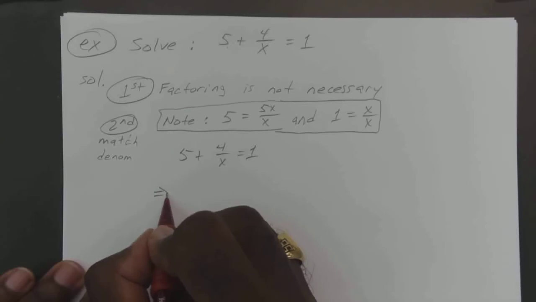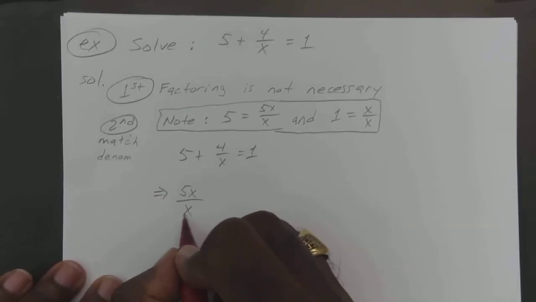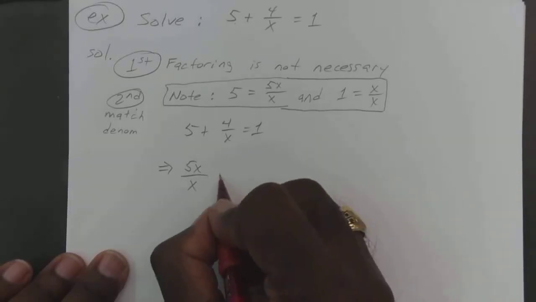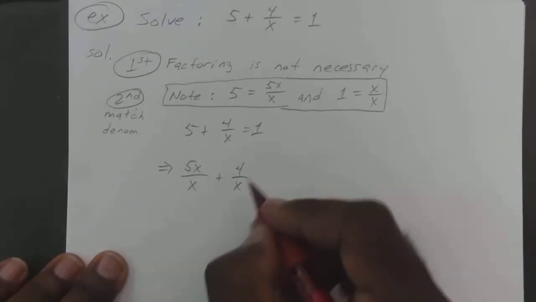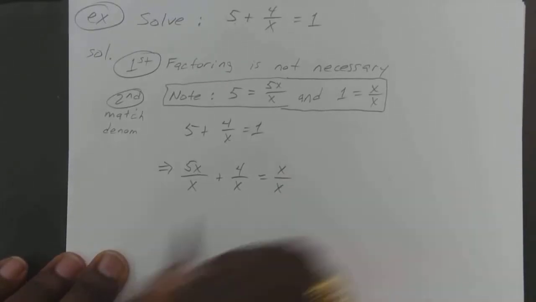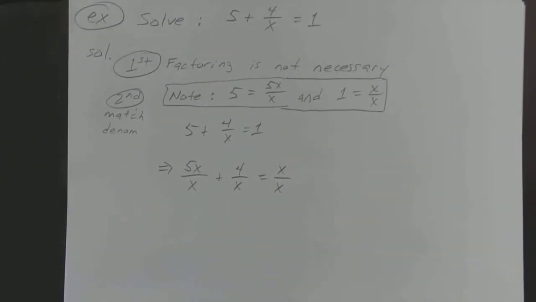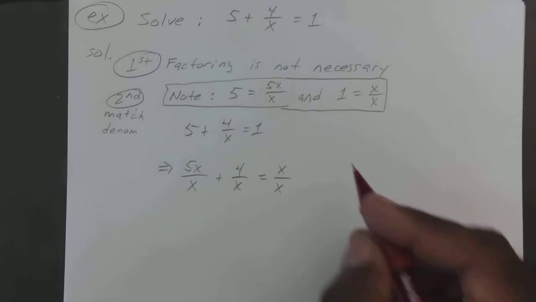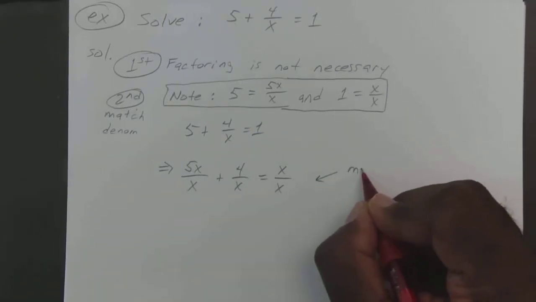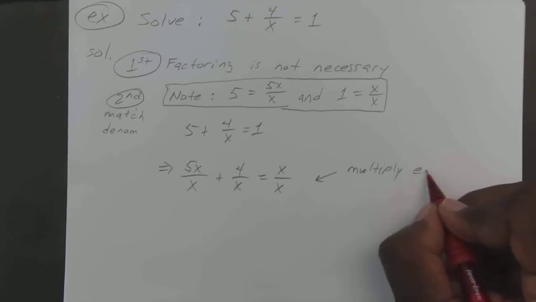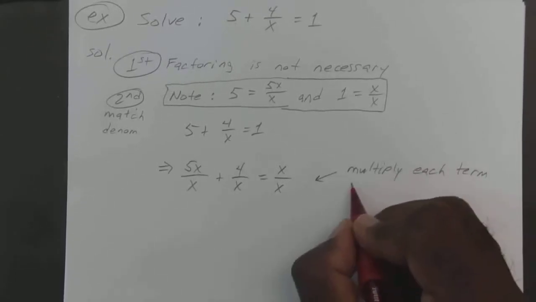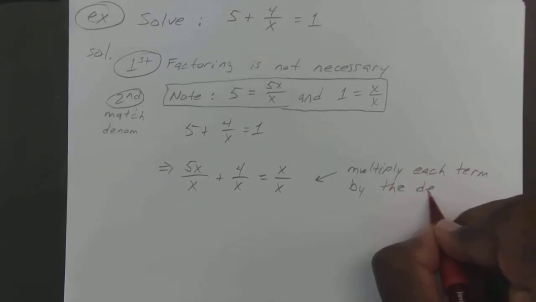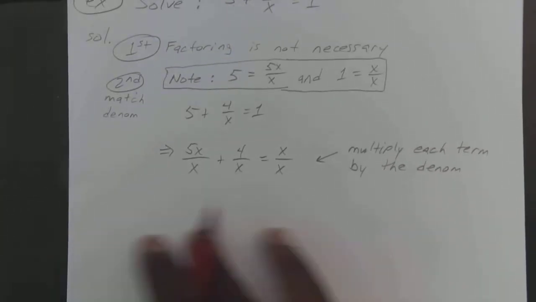Okay, so we can make that become 5x over x plus 4 over x equals x over x. And just like we did before, like I said, this step here, you can skip it if you want to, because once the denominators match both sides of the equal sign, they're going to disappear anyway. So you're going to multiply each term by the denominator. Like I said, this step is strictly optional.